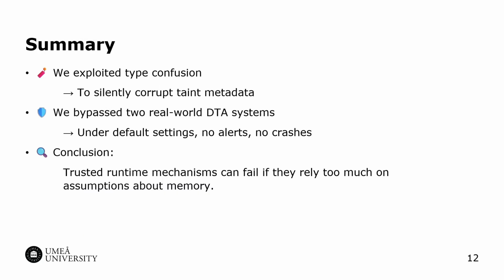To summarize, first we demonstrate how type confusion can be used to silently corrupt taint metadata without violating the type system. Second, we applied this technique to two real-world taint analysis tools and successfully bypassed both under their default configurations with no alerts and no crashes. And finally, our main takeaway is this. Even trusted runtime systems can fail if they rely too heavily on assumptions about the memory layout.